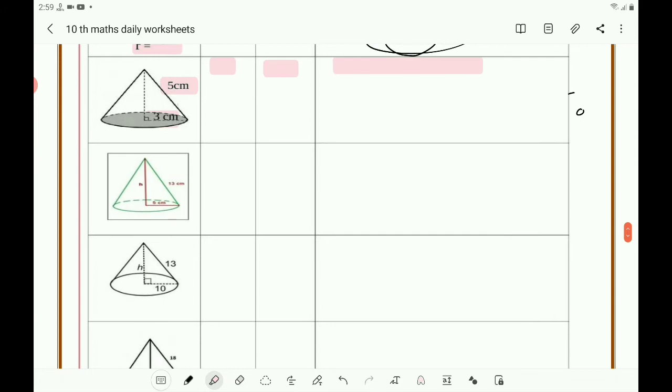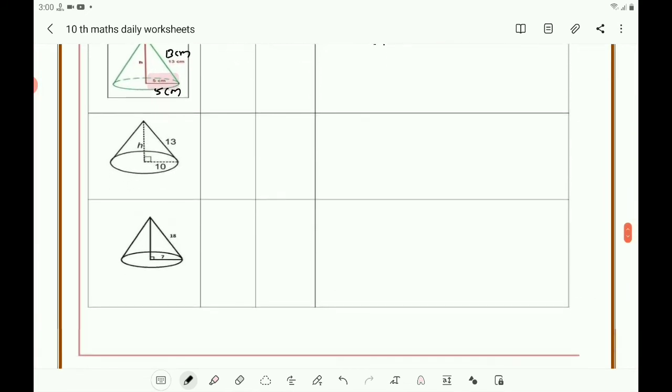Next, here the radius is 5 cm and slant height is 13 cm. Then you write this is 5 cm and slant height is 13 cm. Write the formula for the LSA of cone and get the LSA.